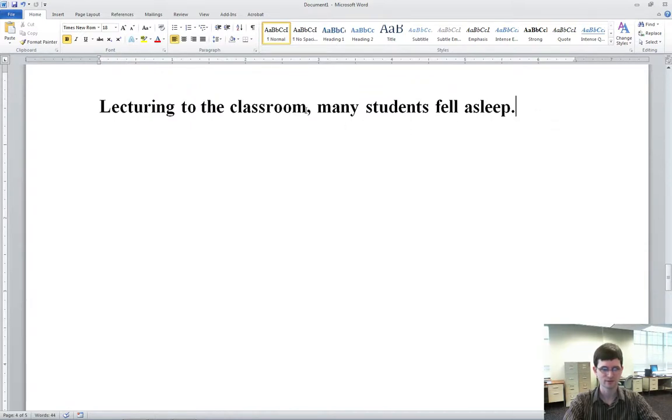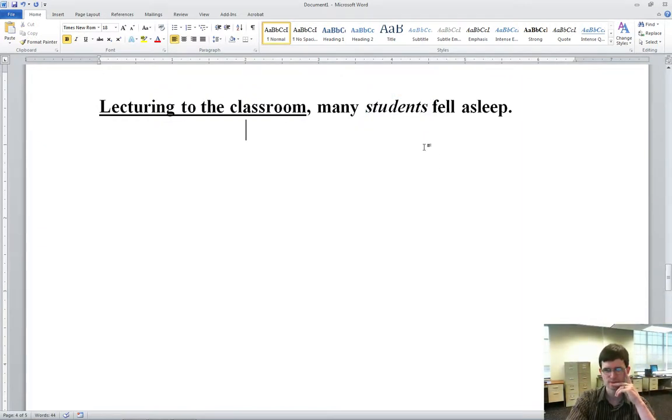Alright, very good. Now, with a dangling modifier, the problem is usually something right here at the start. Lecturing to the classroom. Now, as we know with modifying phrases, the next word is very important, because that tells you who is lecturing to the classroom. Now, the only noun in this sentence, actually, that this modifier could be connected to is right here, students. But notice that that confuses the sentence. The sentence is telling us that not only were the students lecturing, but they were also falling asleep.